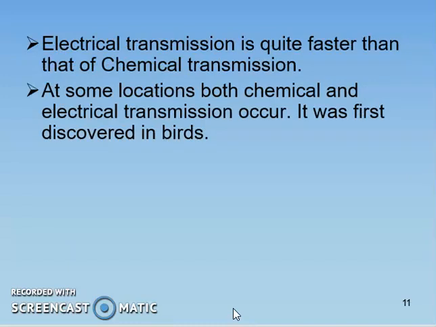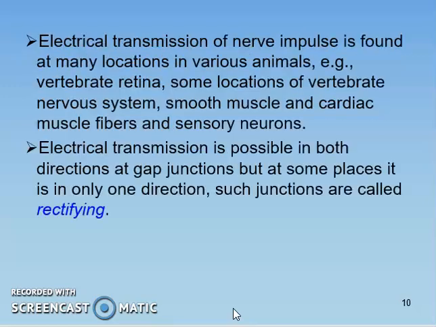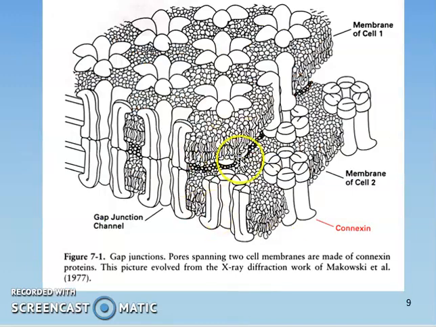Electrical transmission is quite a bit faster than chemical transmission. So it is the fastest form of transmission inside the nervous system. At some locations, both chemical and electrical transmission may occur. It was first discovered in birds that at some locations in the nervous system, they have both kinds of transmission. It means that there are channels on the membrane which are connexons, gap junctions, and there are more channels which are chemical channels. So both channels are possible.